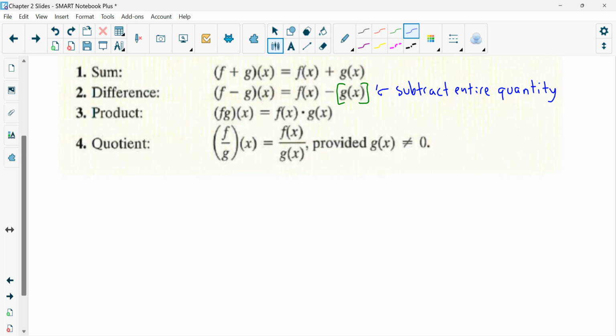To find the difference means we're subtracting, so we'd call that f minus g of x. And for that, we're just doing f of x minus g of x. Notice how I put the g of x in brackets? Because I have to subtract that whole quantity. So you want to put the g function in brackets, and then you'll have to distribute the negative sign through it.